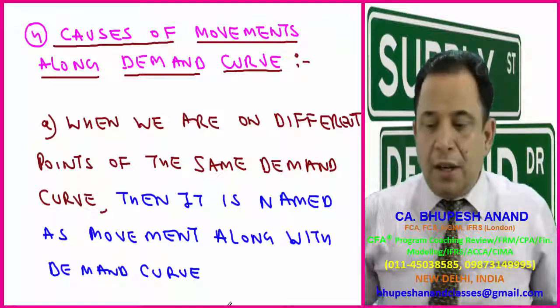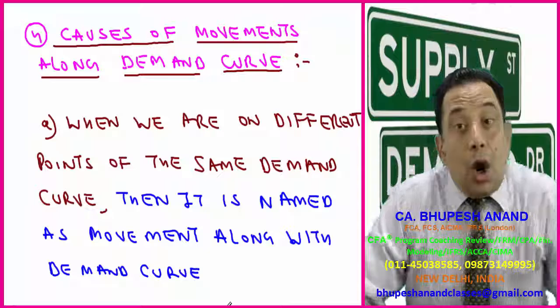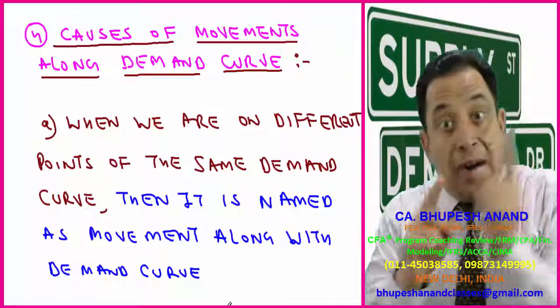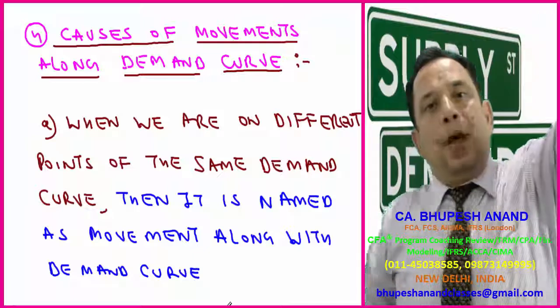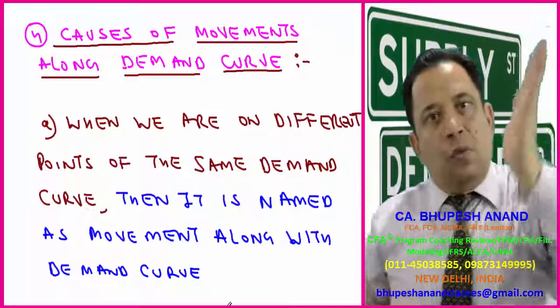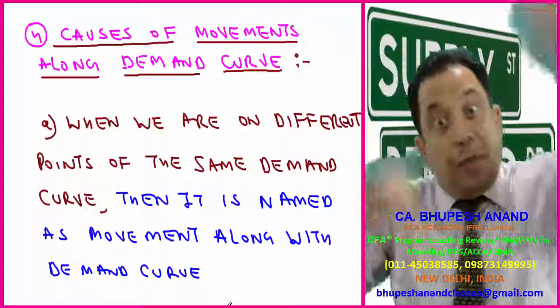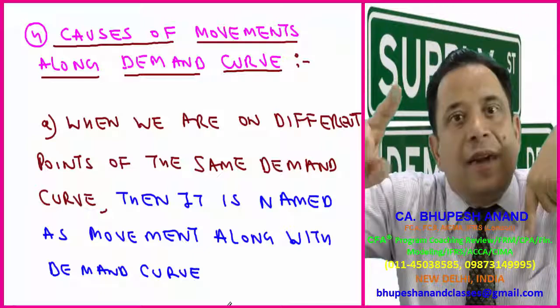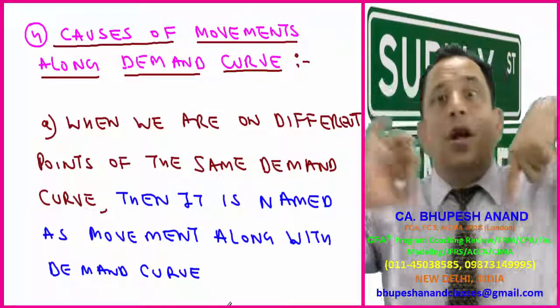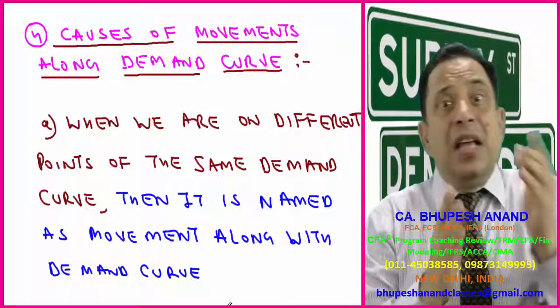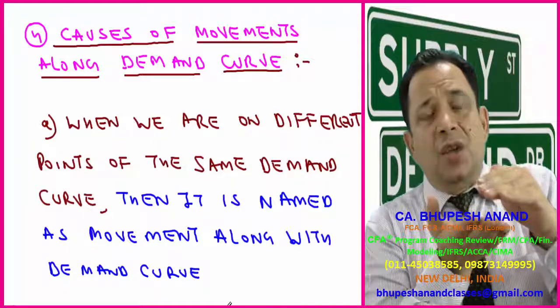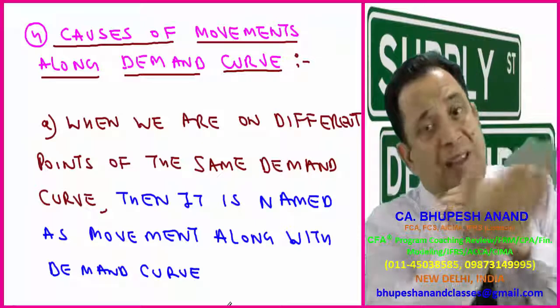So this fourth point, causes of movement along demand curve. When I say along demand curve, it means it is on the same demand curve. Either we are moving up or we are moving down, we are moving right or we are moving left, but we are on the same demand curve. Now, what are the reasons for movement? I have just told you what is the meaning of movement. Movement means change in demand, but we are on the same demand curve.